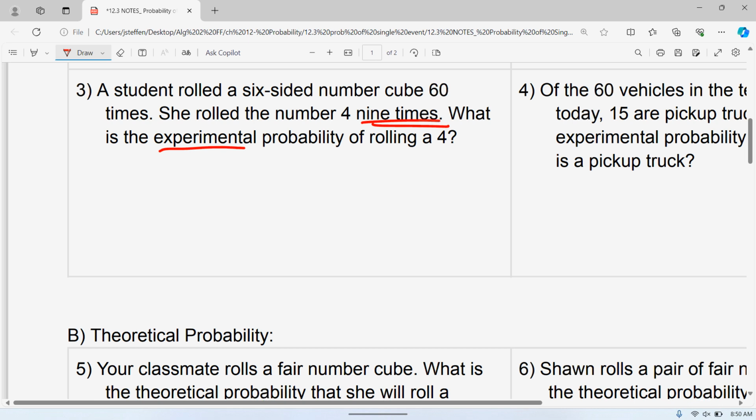So the experimental probability, again, look at the experiments. You rolled a 4 9 times out of the last 60. That's how you find your percentage or your probability. So 9 out of 60. Again, you can reduce that fraction. I'm terrible at reducing fractions. I guess I divide both by 3. Which is 0.15, which is 15%.